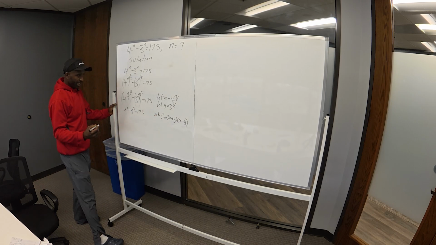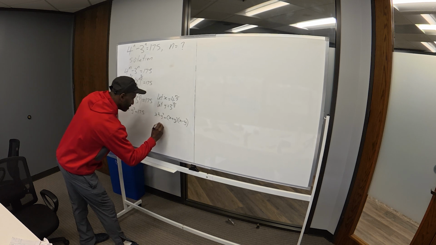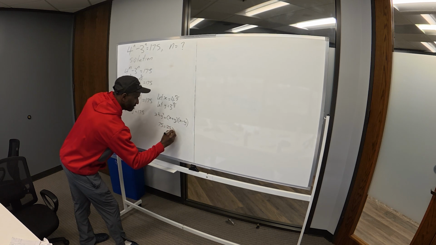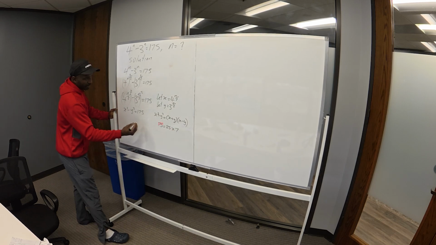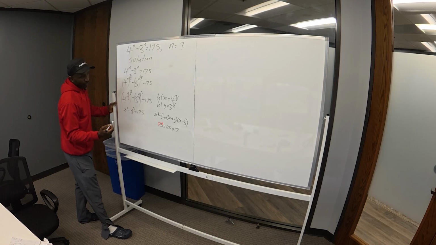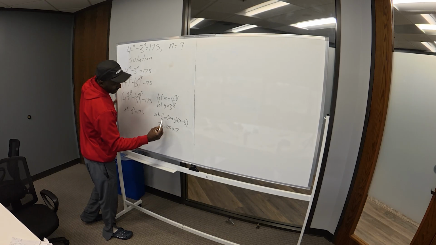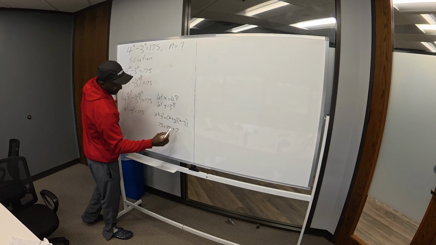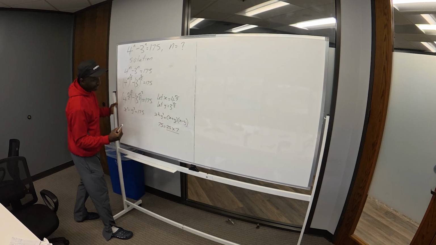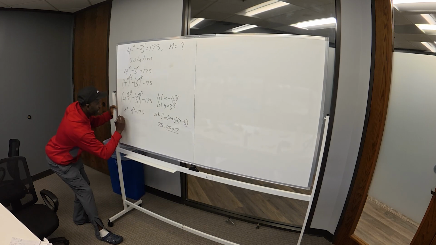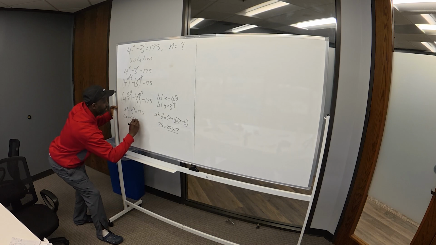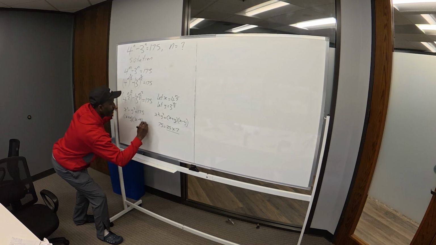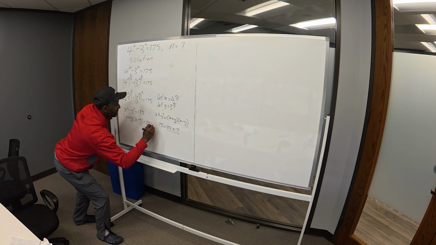But we also know that 175 is equal to 25 times 7. So we can substitute this into this. The reason why I'm doing this is because I want these terms to look something close to this. So what I'm going to do is (x plus y)(x minus y) is equal to 25 times 7.